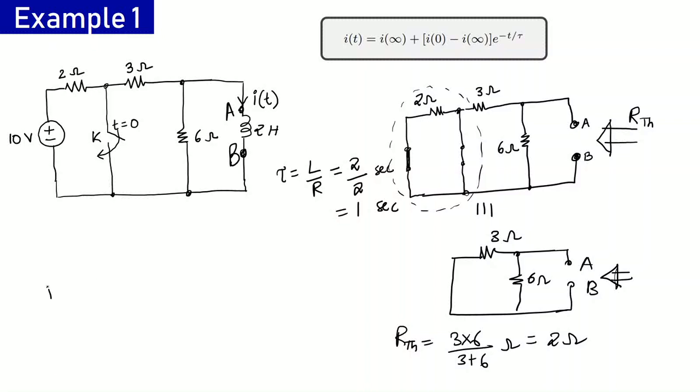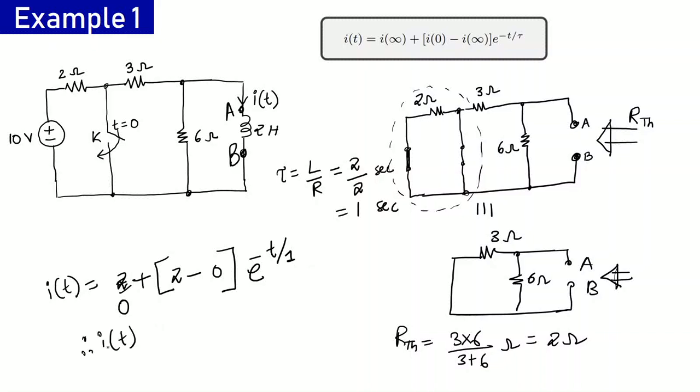Hence, we can write the expression for i(t). We calculated i infinity to be 0 amperes. I0 came out to be 2 amperes. Once again, i at infinity was 0, e power minus t, and tau came out to be 1 second. So the final expression for the inductor current as a function of time will be 2 into e power minus t amperes.